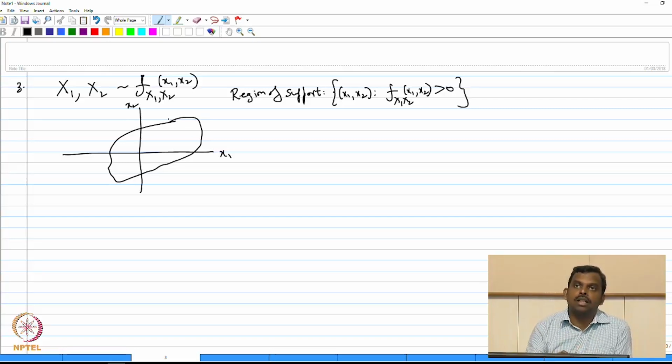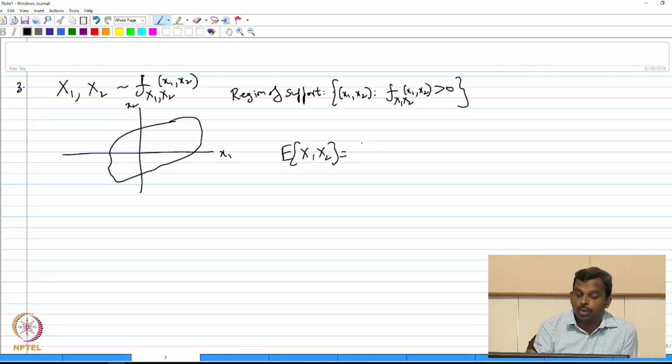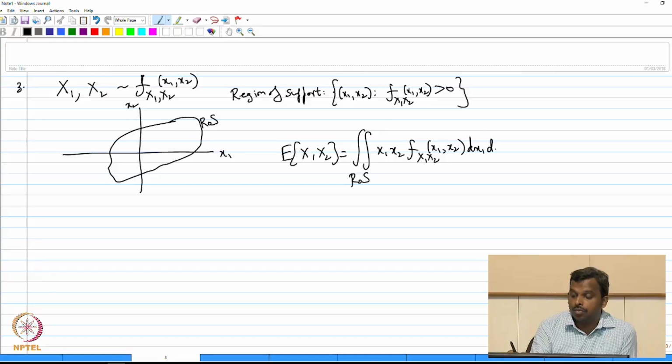All of these things you should be able to do. So for instance, if you have to find the expected value of x1 x2, what would you do? You'll have to do an integral over this region. I'll call it R, integral over the R. Maybe I'll write a double integral for your comfort. You have to do x1 x2, f_{X1,X2}(x1, x2), dx1 dx2.